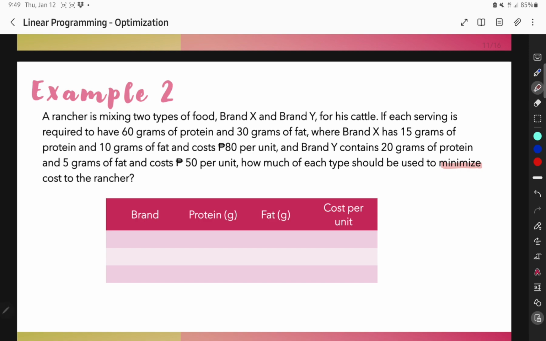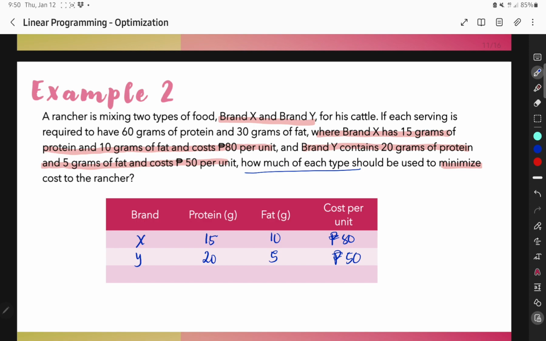Okay, so we have here brand X and brand Y. So let that be also our variables since that is what is being asked, right? And how much of each type. Okay, now for brand X, it has 15 grams of protein, 10 grams of fat, and a cost of 80 pesos. And then for brand Y, you have 20, 5, and 50 pesos.